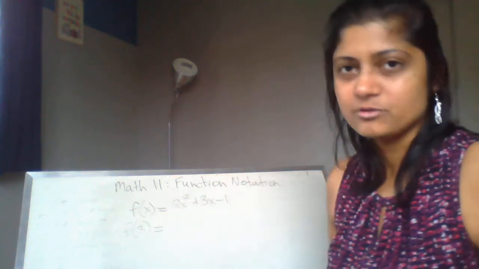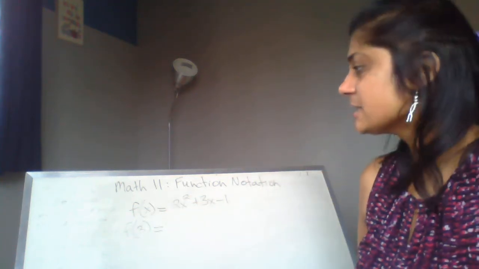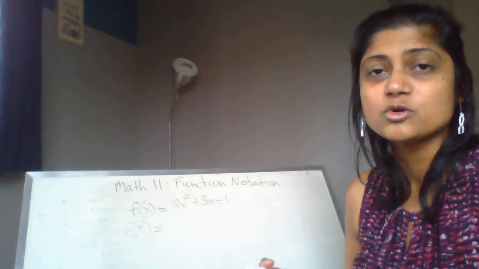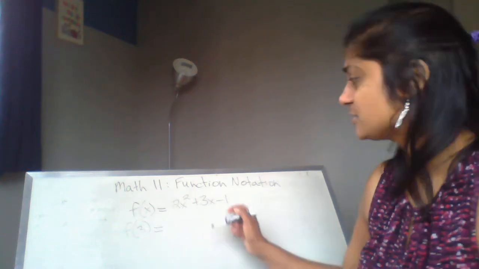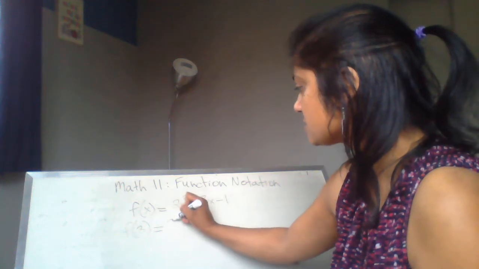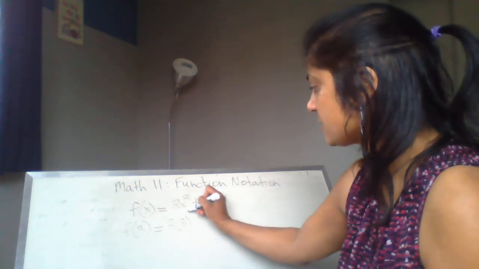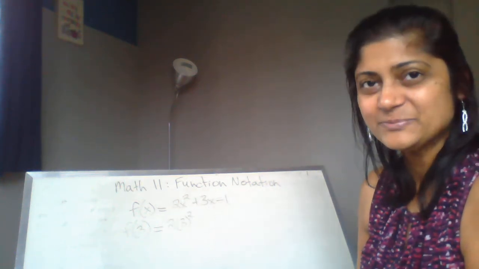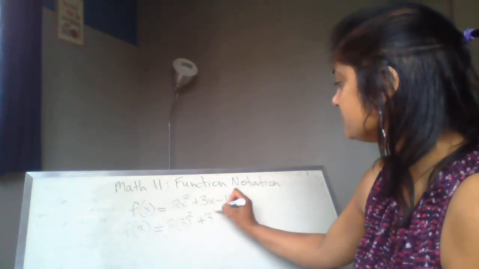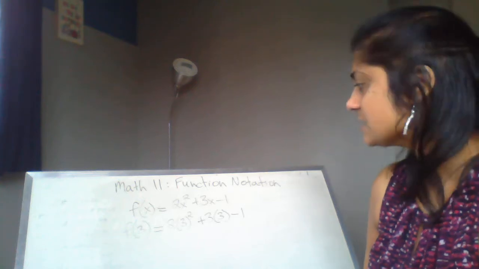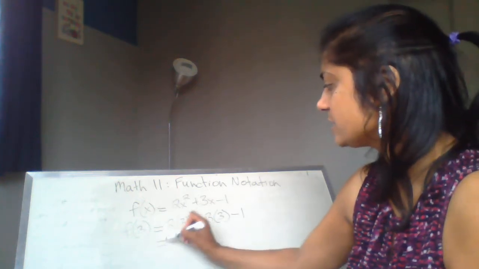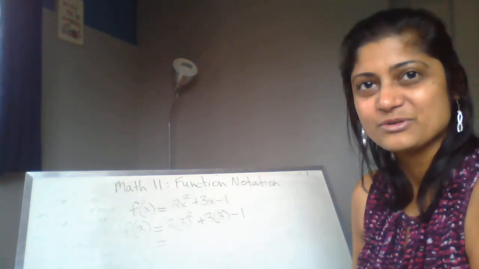This is f of 3. So what you're doing here is instead of writing the x, I'm going to write 3 wherever I see the x in the actual function. So it's going to be like this: 2 bracket 3 squared, plus 3 times 3 minus 1. All you're doing is basically evaluating the function for x equals 3.